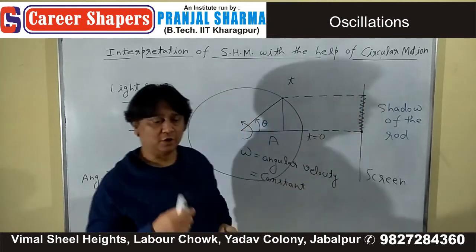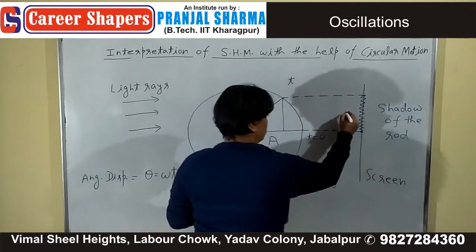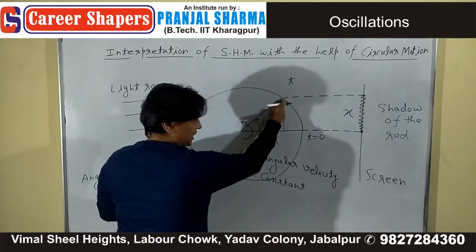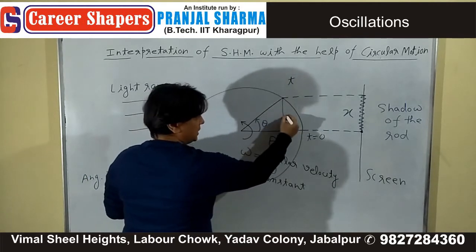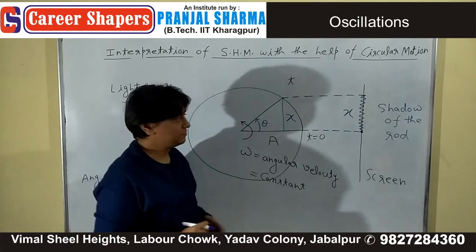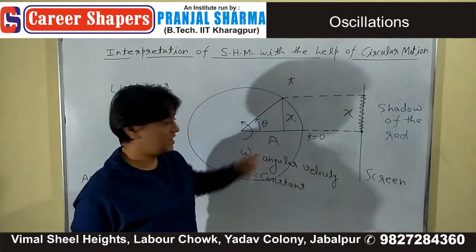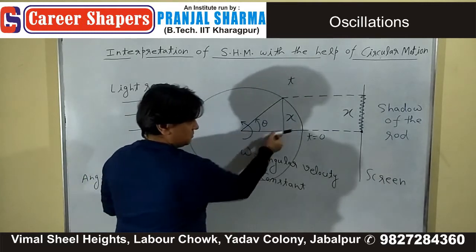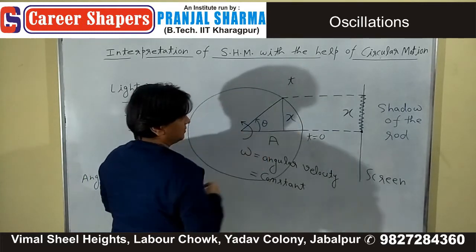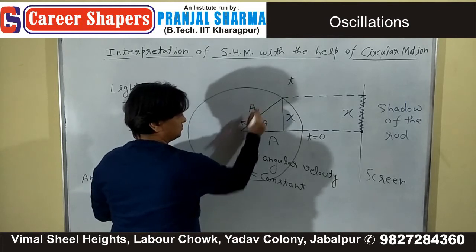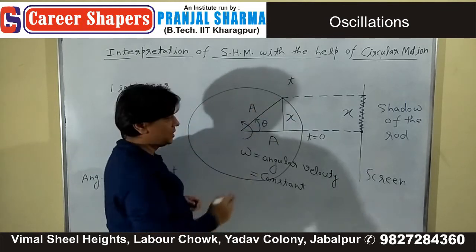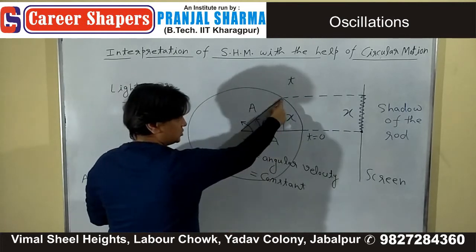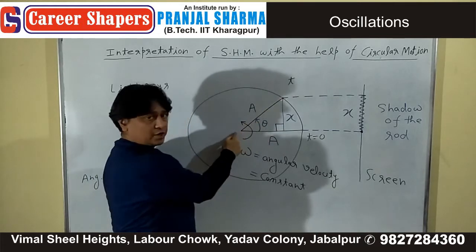If the length of the shadow is x, then the length of this portion is also x. They are of the same length. Now, the length of the rod is A. If this is A, then this is also A. Now look at this right angle triangle. In this right angle triangle, this is your perpendicular and this is your hypotenuse.